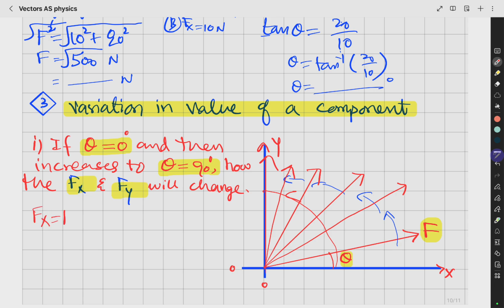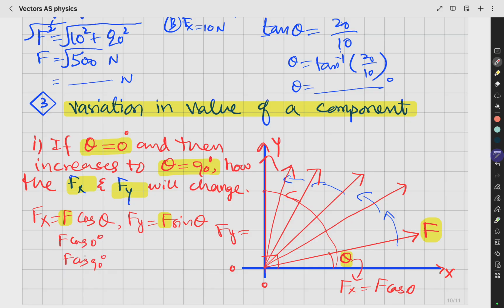So first you see Fx is equal to F cos theta, because it is adjacent to the angle. Adjacent to the angle is always cos theta. And the component that is at right angle to that is Fy, which is F sine theta. So what you do is you say that F is constant, but the angle is changing. As the angle increases, it is cos 0 or cos 90, so you know their values. Cos 0 is 1, which gives F, and cos 90 is 0, which gives 0.